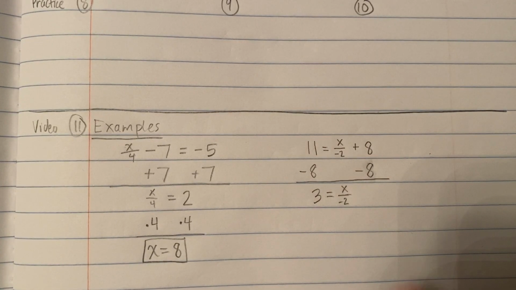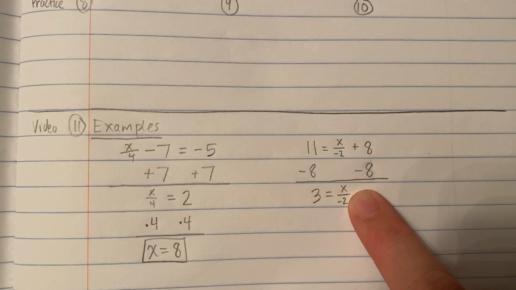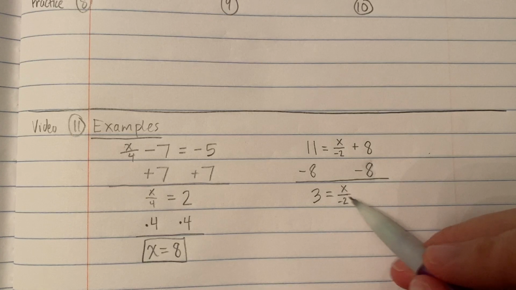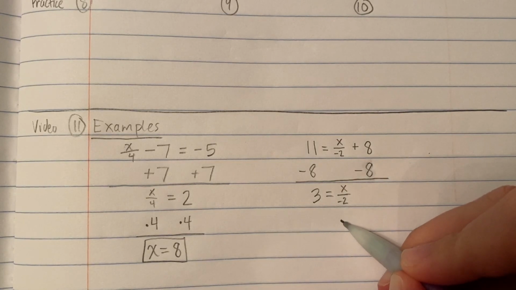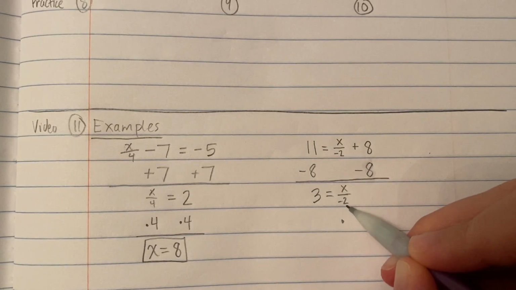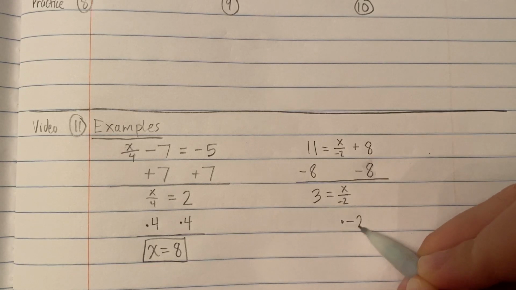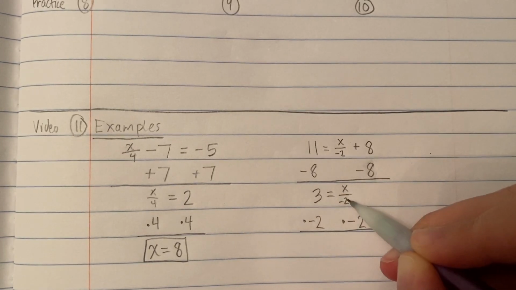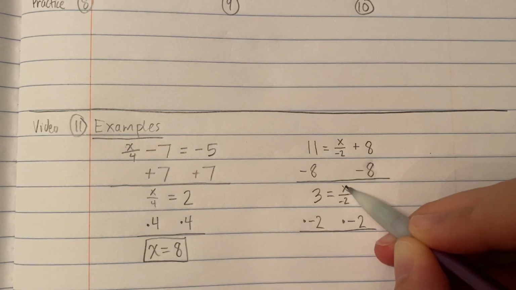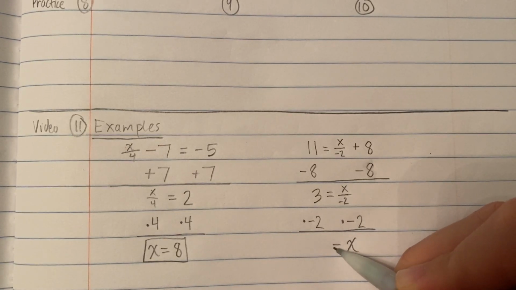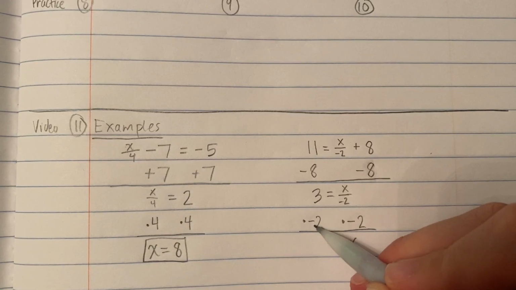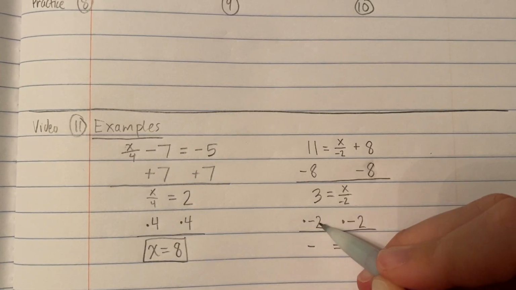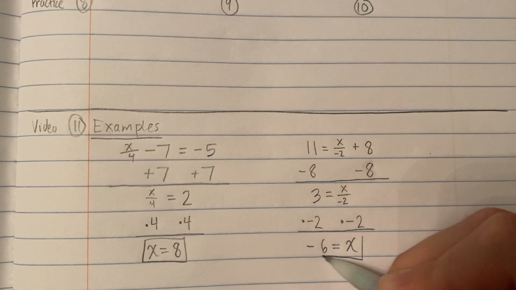Okay? This is division. What's x being divided by? It's being divided by negative 2. So if I want to do the opposite of dividing, I'm going to multiply. Since it's being divided by negative 2, I'm going to multiply by negative 2 on both sides. So this is divided by negative 2, multiplied by negative 2. That cancels, leaves me with x by itself, equals positive times negative is negative, 3 times 2 is 6.